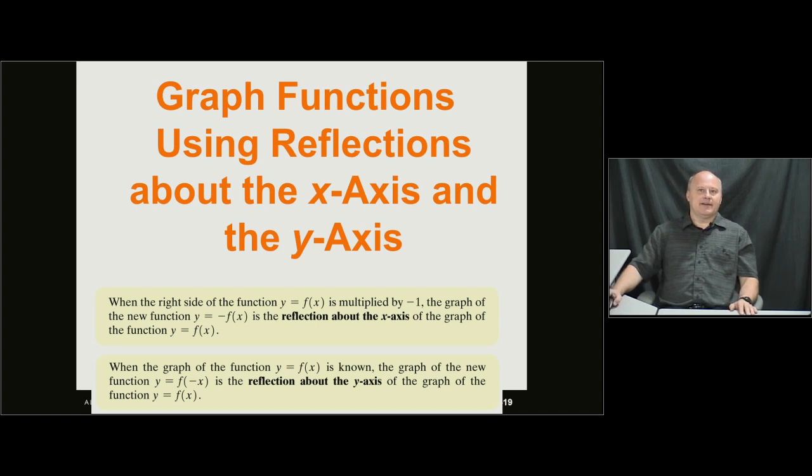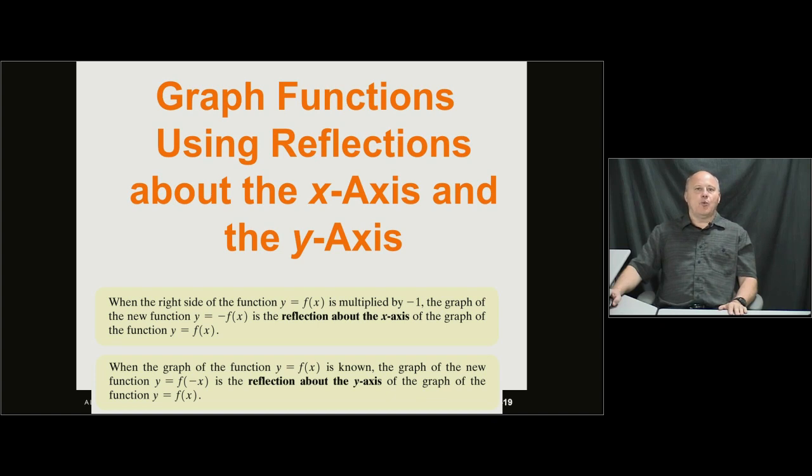When the right side of a function, y equals f of x, is multiplied by -1, the graph of the new function, y equals negative f of x, is reflected about the x-axis of the graph y equals f of x. I just call it turned upside down. So the graph is turned upside down, that's what it does.